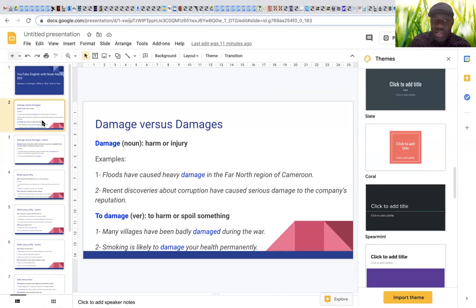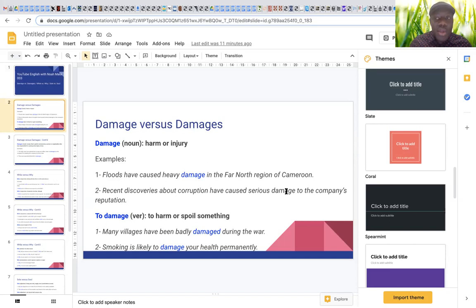Damage versus damages. Damage is a noun and it means harm or injury. For example, you say floods have caused heavy damage in the far north region of Cameroon. Recent discoveries about corruption have caused serious damage to the company's reputation.